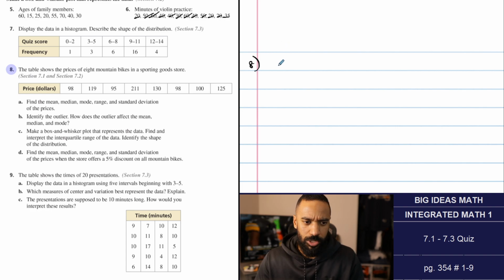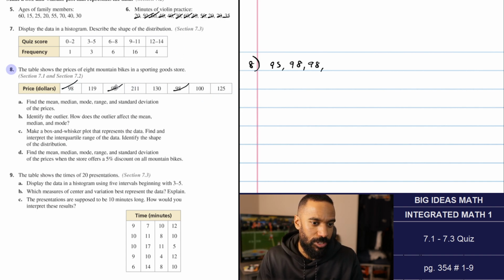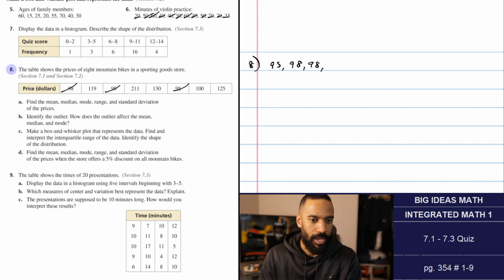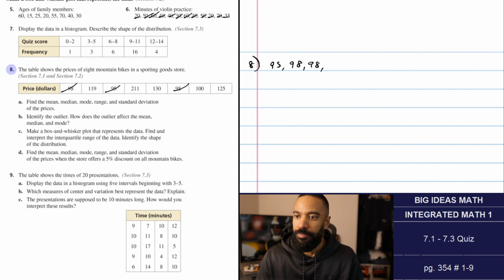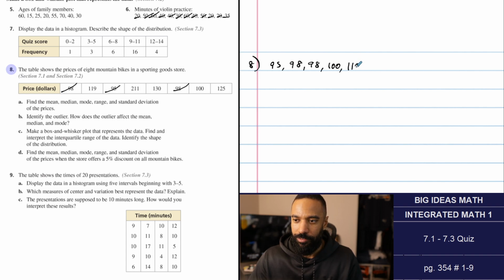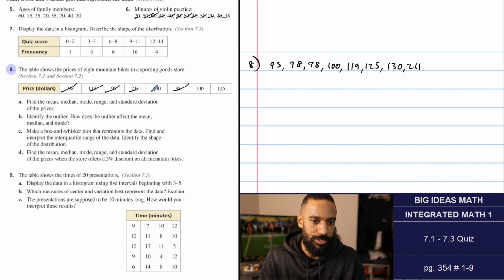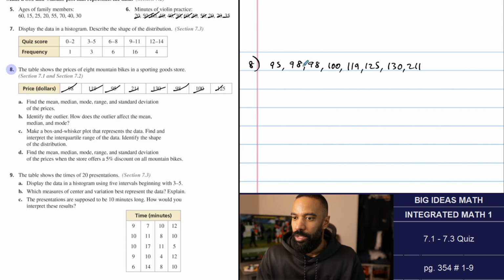So the smallest number looks to be 95. And then a couple 98s there, right? How many numbers are there in general? 1, 2, 3, 4, 5, 6, 8. So another median will be another even numbered set, which I wish there were less of those so you could practice different things, but oh well. Okay, hundreds. Oh, 100 is an actual value here. So 100, 119, 125, I think I see them all, 130, and 211. Okay, now I can look at my list and not theirs for now, at least. 1, 2, 3, 4, 5, 6, 7, 8.